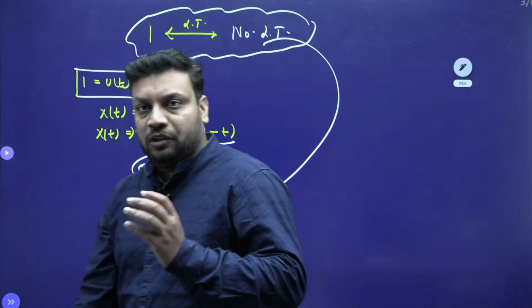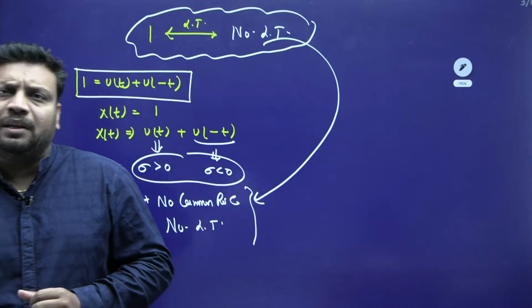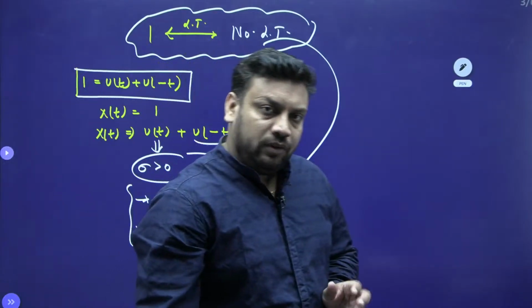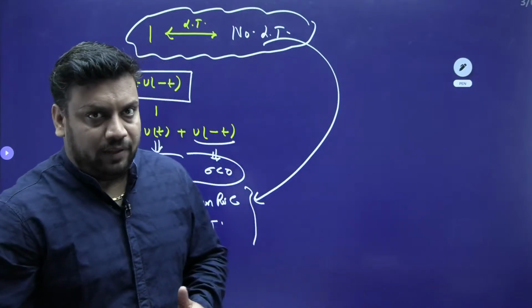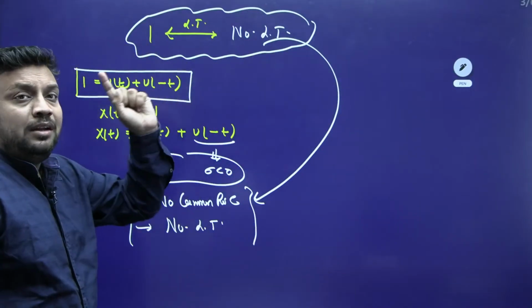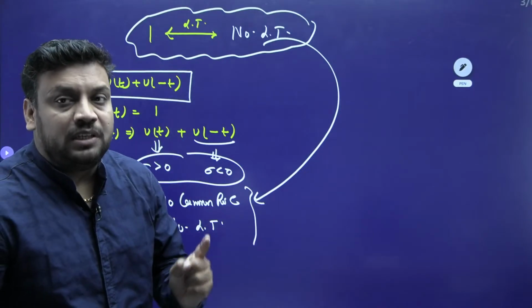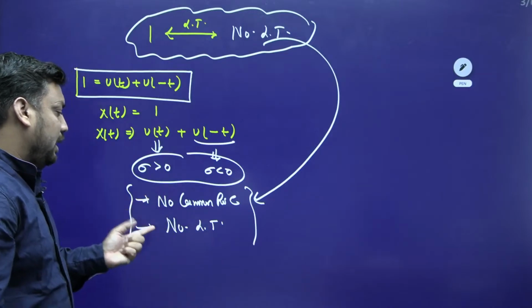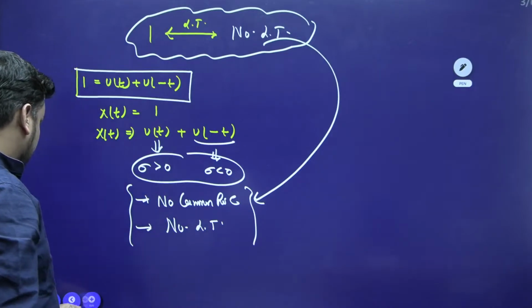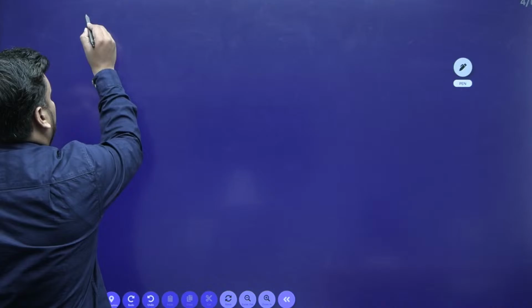If I talk about the Laplace transform of u(t), of course it is possible: 1 by s, with sigma greater than 0. The Laplace transform of u(-t) is 1 upon minus s, with sigma less than 0. But 1 does not have a common ROC, and just because it does not have a common ROC, we don't have any Laplace transform. So next, let us go for the next basic signal's Laplace transform.